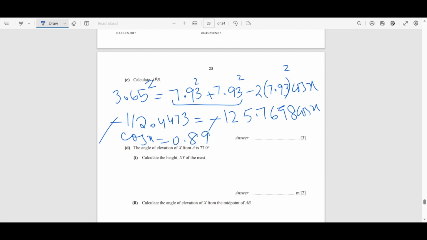I need to calculate the value of x. So cos will go to the other side and give its inverse. And it will give me 26.6.